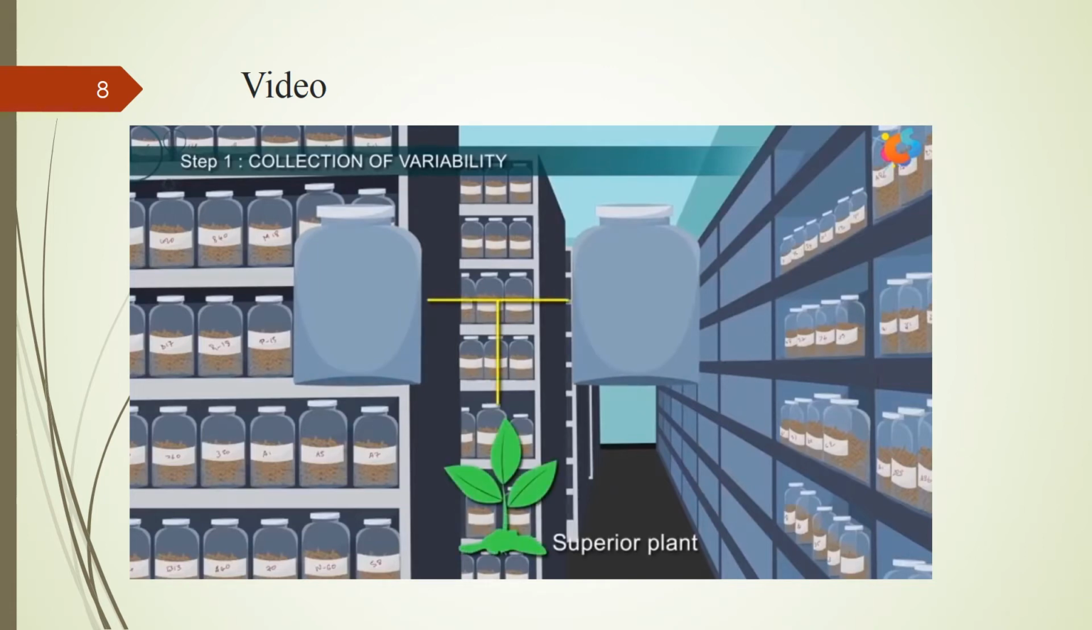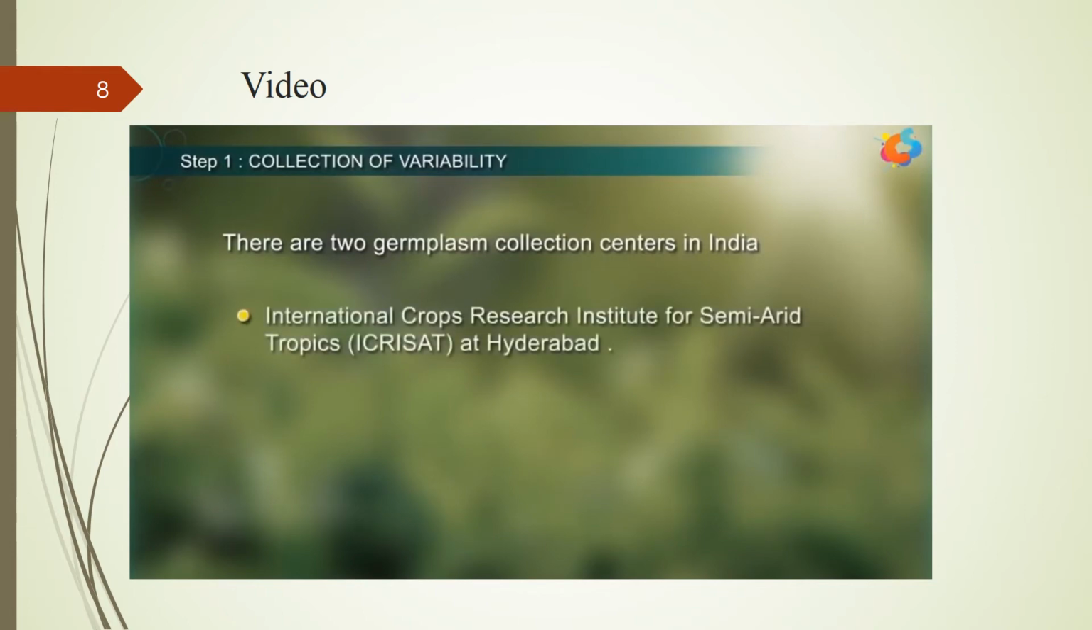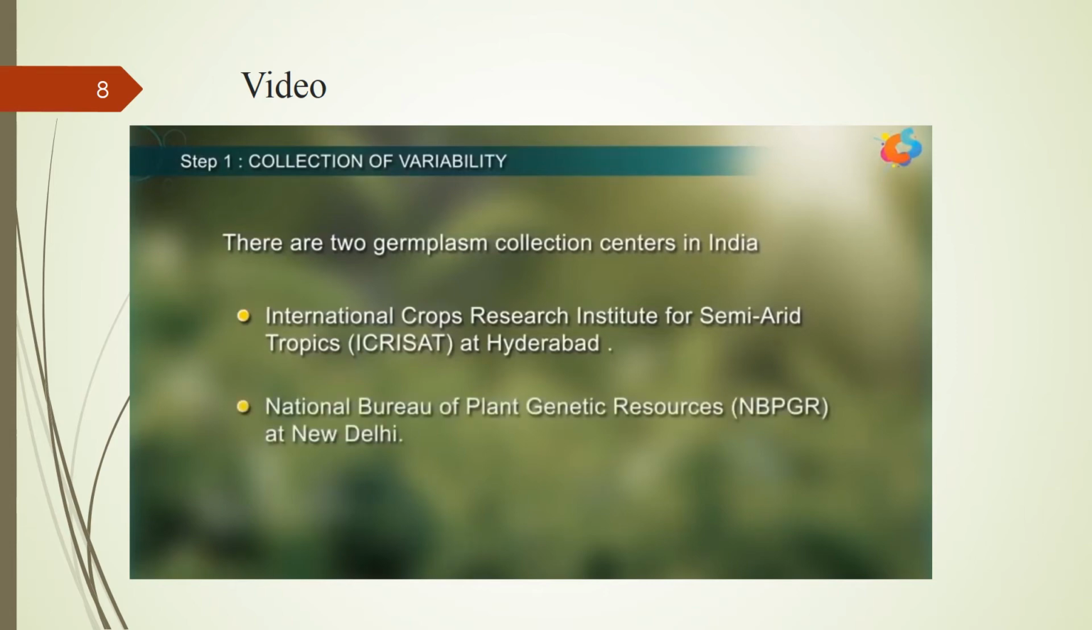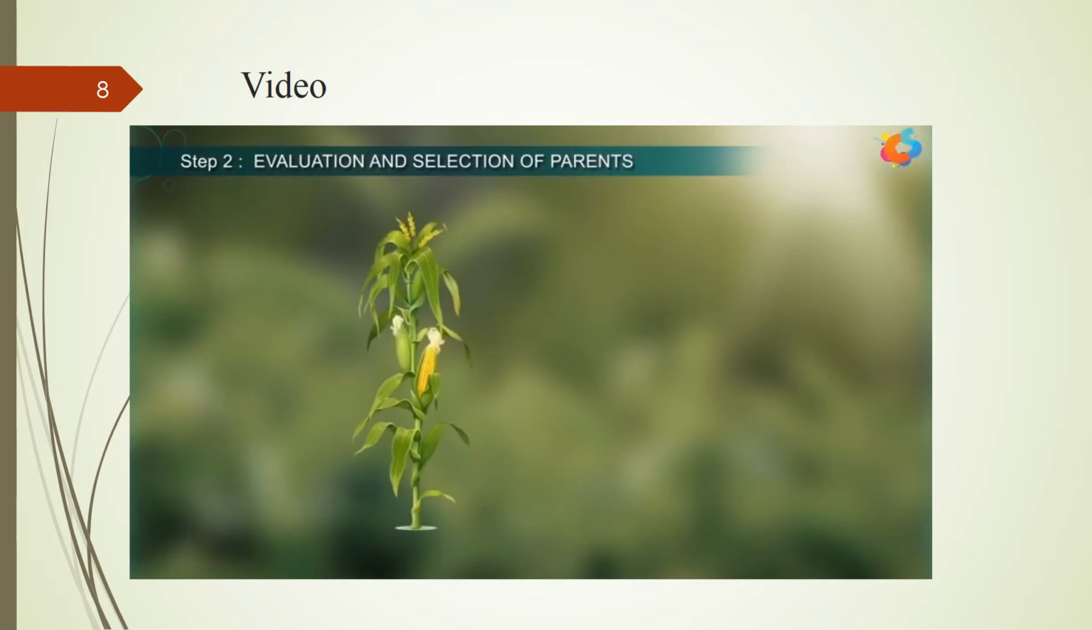There are 2 germplasm collection centers in India. These are the International Crops Research Institute for Semi-Arid Tropics, ICRISAT, at Hyderabad, and the National Bureau of Plant Genetic Resources, NBPGR, at New Delhi. Step 2. Evaluation and selection of parents. When varieties were first collected, it was completely based on easily distinguishable characters.